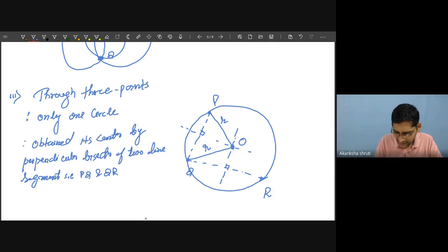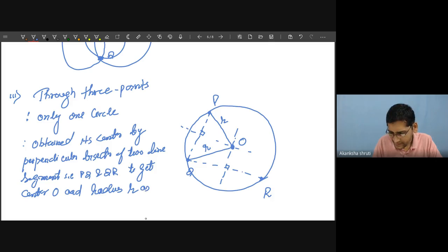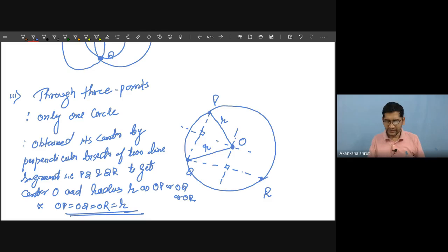This will give you center O and radius R as either OP or OQ or OR. All these 3 will be equal. That is OP is equal to OQ is equal to OR. These are equal to the radius. Okay, students. So this way only one circle can be drawn.